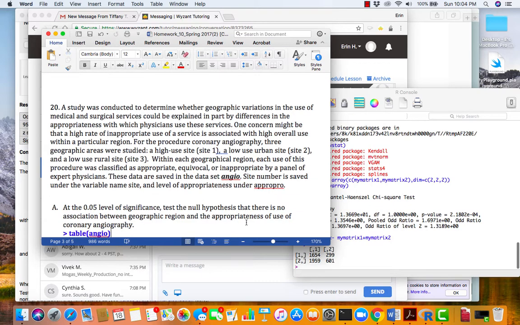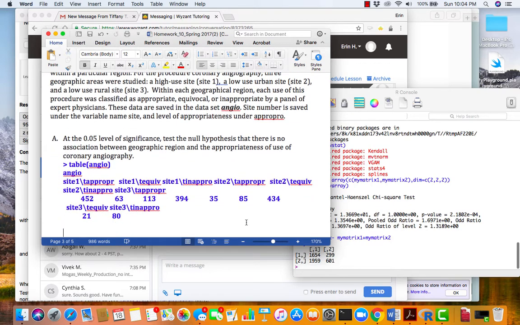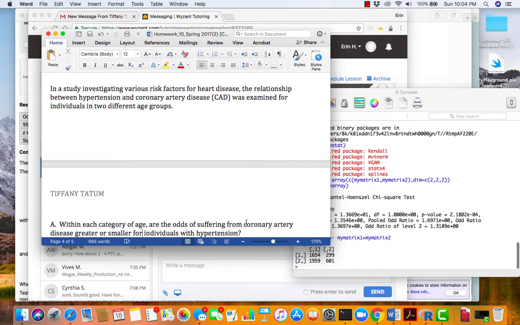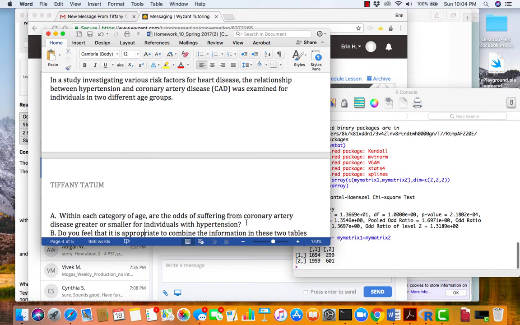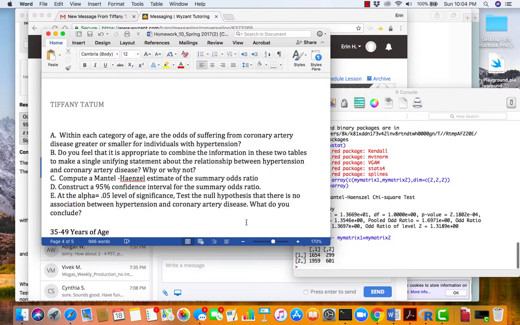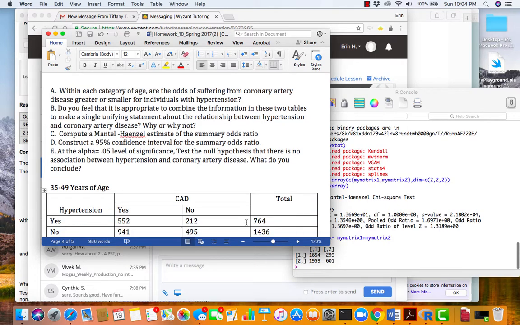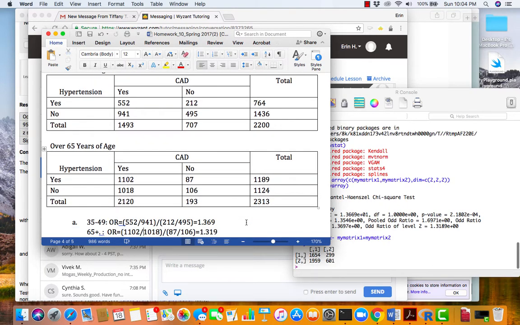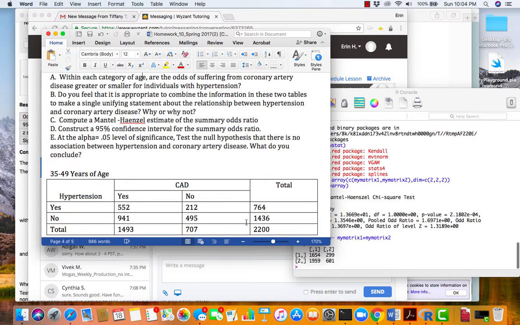So it looks like you had 20 part A pretty well. And what we're going to do is take a look at the other tables. So what I did is calculate the odds ratio for each table. Do I think it's appropriate to combine? No, actually I don't.